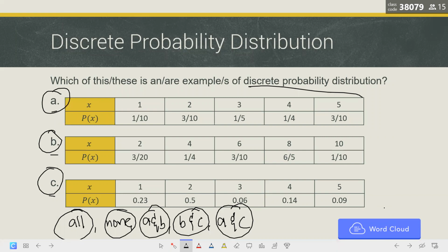Oh, which of the following is a discrete probability distribution? Marami nag-none. Actually, the correct answer is none. Wala sa kanila. Bakit? Sa letter A, pasok. Lahat sila less than 1. Between 0 and 1 sila.